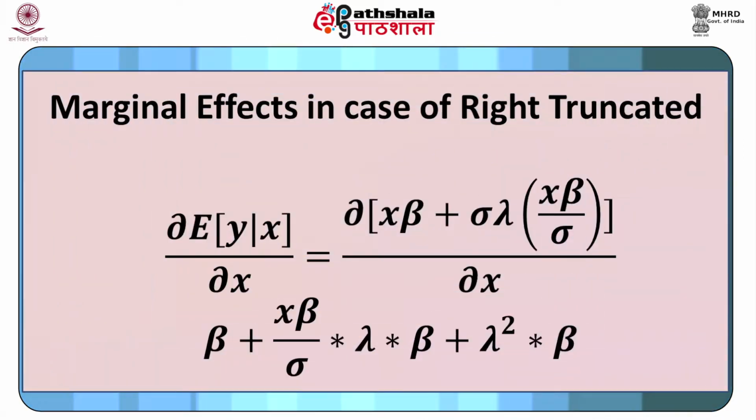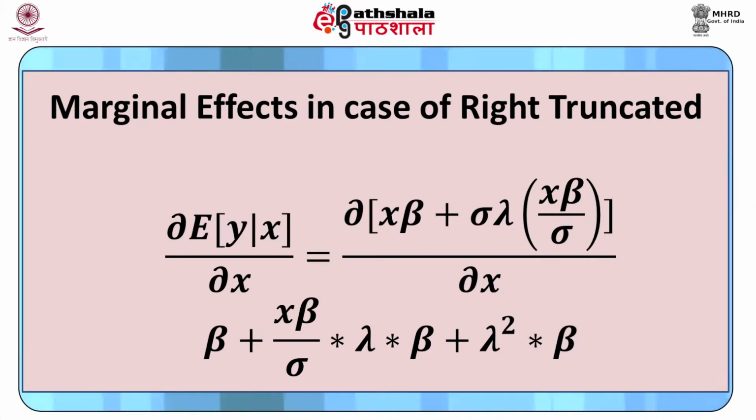square. Now marginal effects in case of right truncation is expressed as the partial derivative of expected value of y given x with respect to x, which is equal to the partial derivative of x beta plus sigma lambda of x beta upon sigma, whole divided by partial derivative of x, and this is equal to beta plus x beta upon sigma into lambda into beta plus lambda square into beta.